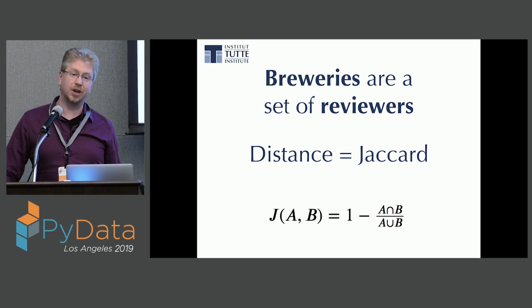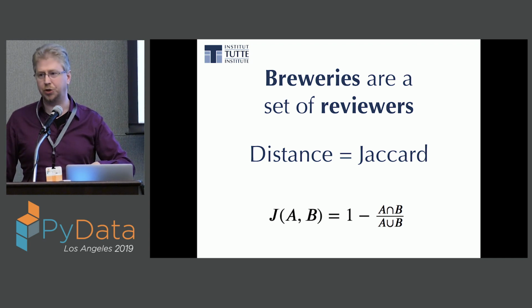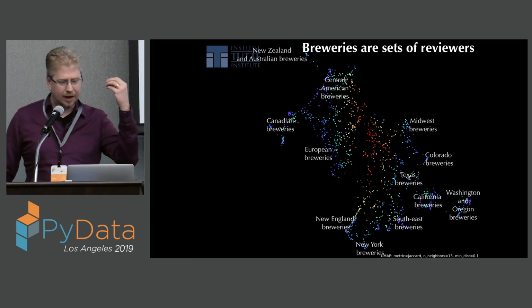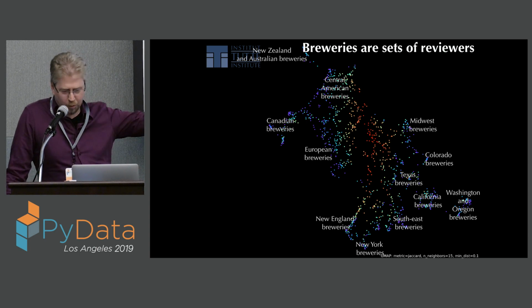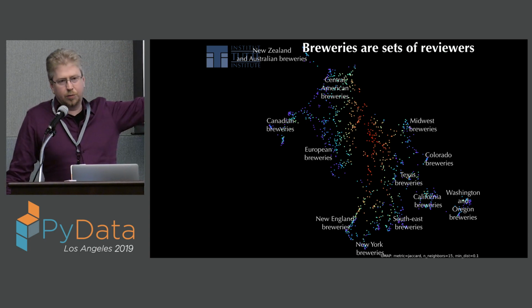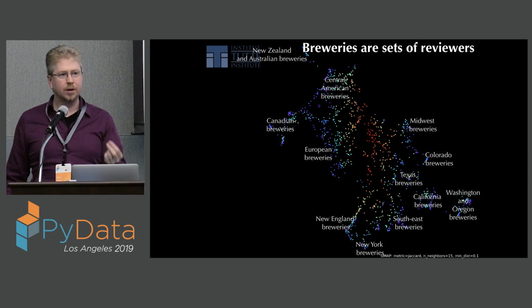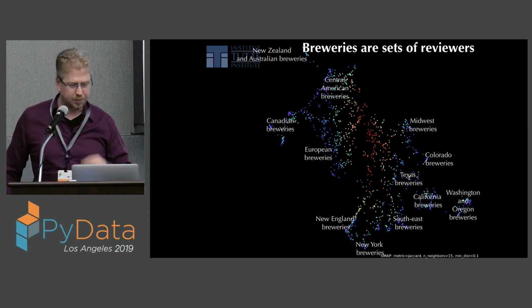Which maybe leads you to the next question. What if breweries were sets of reviewers? Do I see a similar effect there? So I take that. I take my distance to be Jaccard. I embed into a space. And I get this lovely embedding here. So this is a two-dimensional space done with UMAP. I've colored the breweries by their number of reviews. Each point is a brewery. Breweries are similar if many of the same people reviewed their beers.